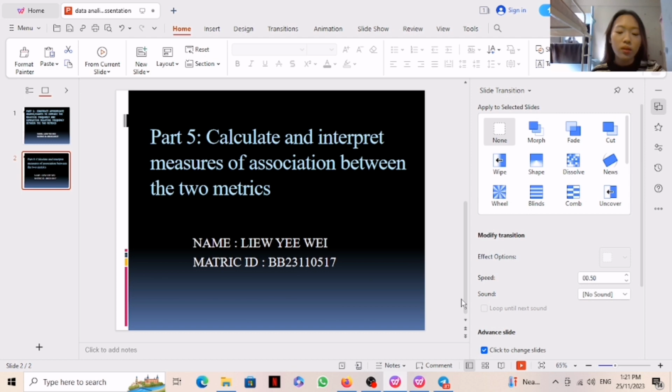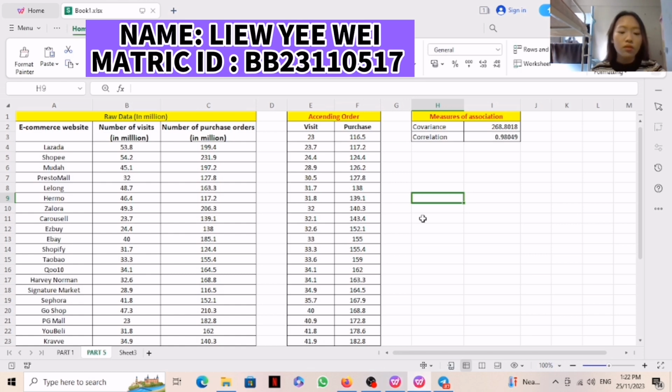BB23110517. Today, I want to present part 5 in our group assignment, which is to calculate and interpret measures of association between the two metrics. First of all, this is the table for the raw data in million. There are 30 e-commerce websites in the table, for example Lazada, Shopee, and so on.